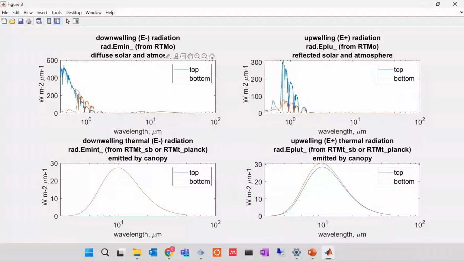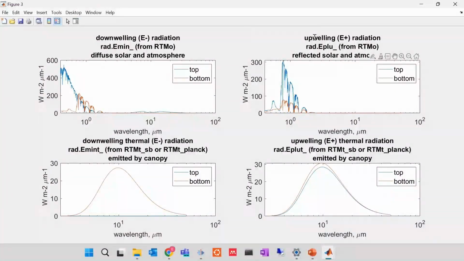So if I go here at top of canopy, the downwelling diffuse radiation from sun and the atmosphere looks like that. While it passes through the canopy to the bottom, we will see that if we put sensor at the bottom of the canopy, the soil, for example, we will see this profile of radiation. That's what we call E minus. This is computed inside RTMO.